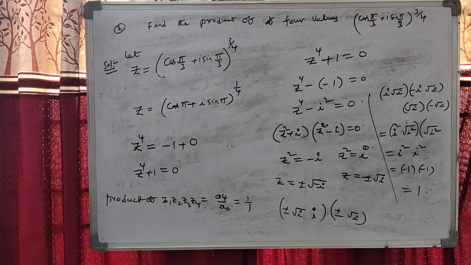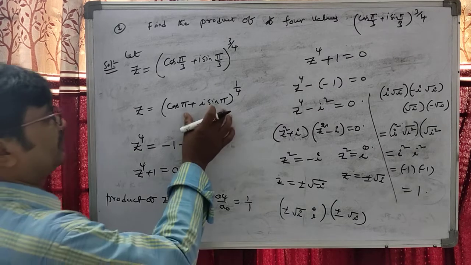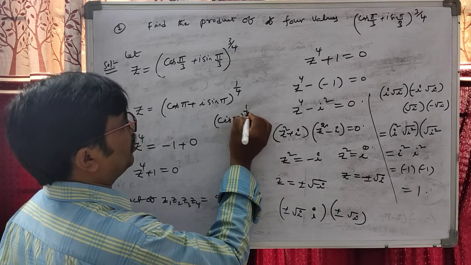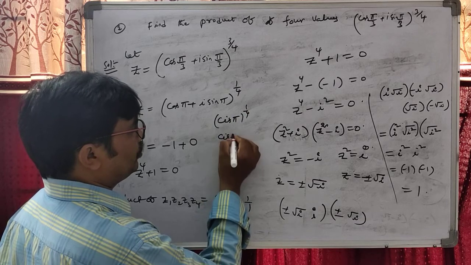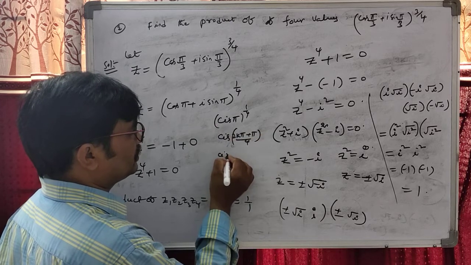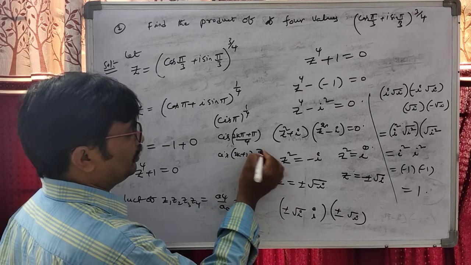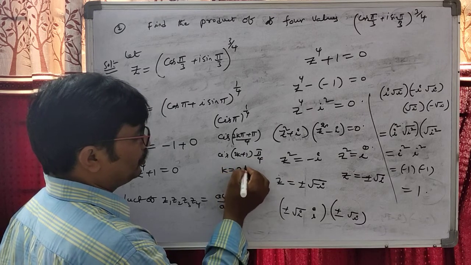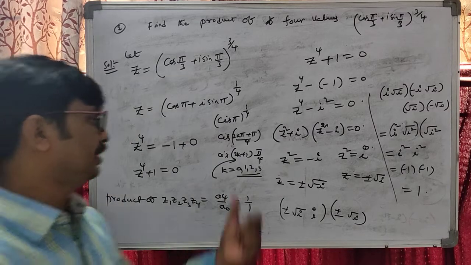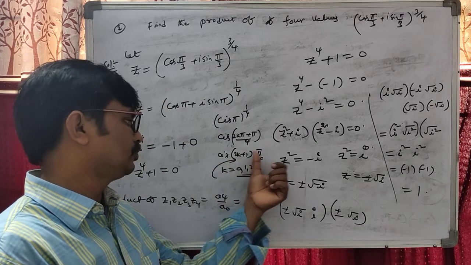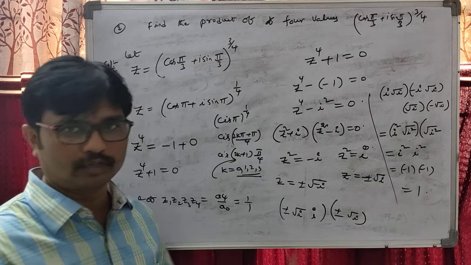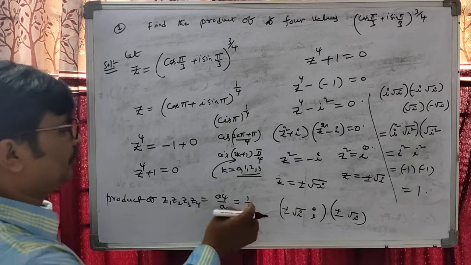Another method is also there, students. When we are taking cis pi, cis pi whole power 1 by 4, that is cis of (2k pi plus theta) by 4. This is cis of (2k plus 1) into pi by 4, where k is 0, 1, 2, 3. Substituting all these values here, we get cis pi by 4, then cis of 3 pi by 4, after that 5 pi by 4 and 7 pi by 4. The product of all these values, undoubtedly, we get again 1.